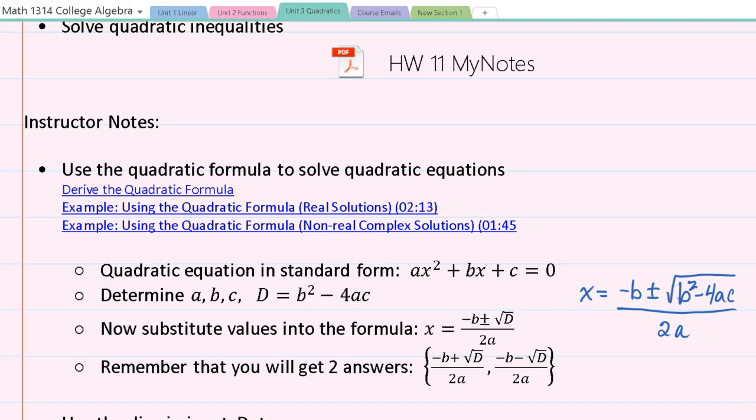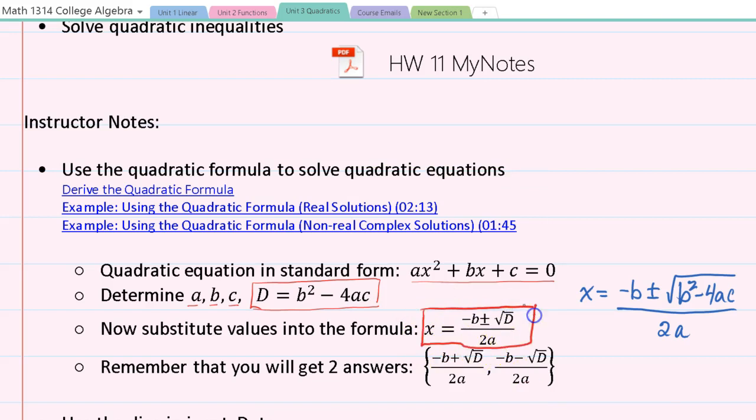Before we can use the quadratic formula, we need to make sure that our quadratic equation is in the standard form ax squared plus bx plus c is equal to 0. Once this is done, I like to look for a, b, c, and big D, where big D is b squared minus 4ac. It is denoted with the capital letter D and represents the discriminant of the quadratic equation. Now I am able to substitute the values of a, b, c, and big D into the formula x is equal to negative b plus or minus the square root of big D all over 2a.